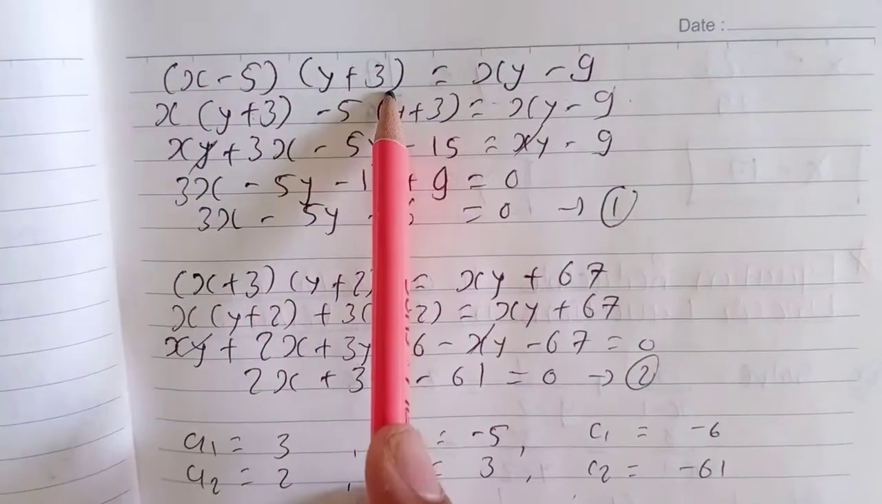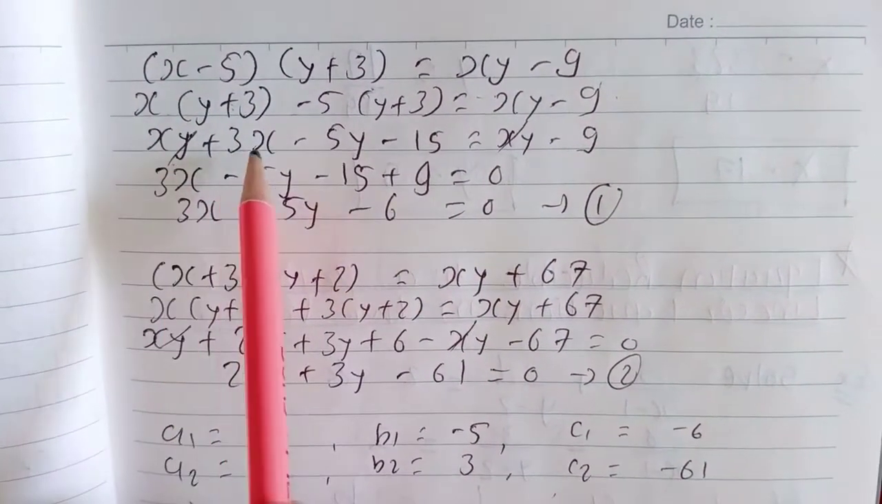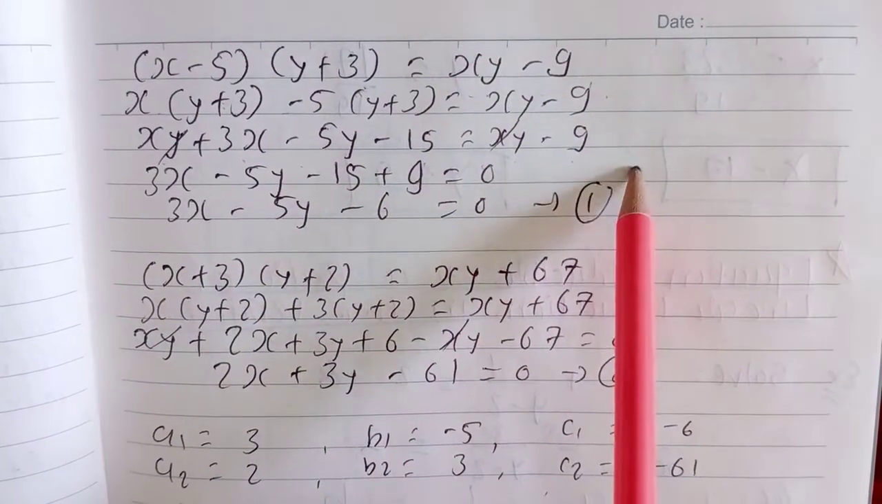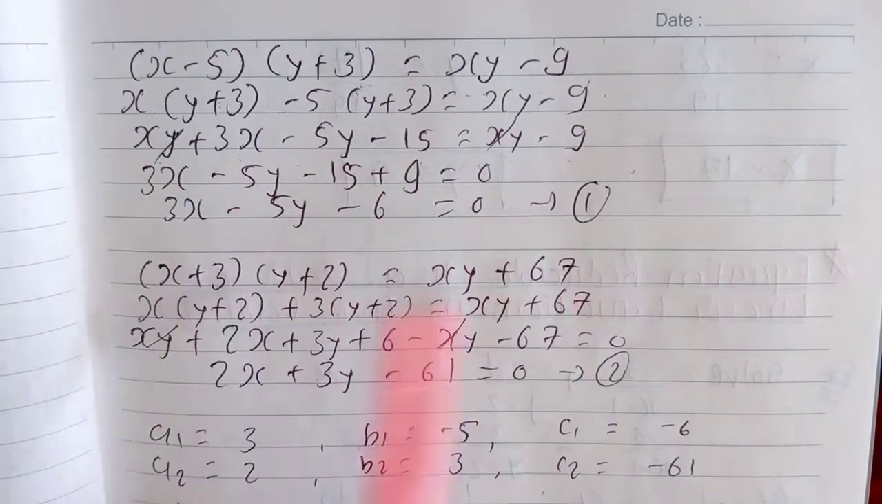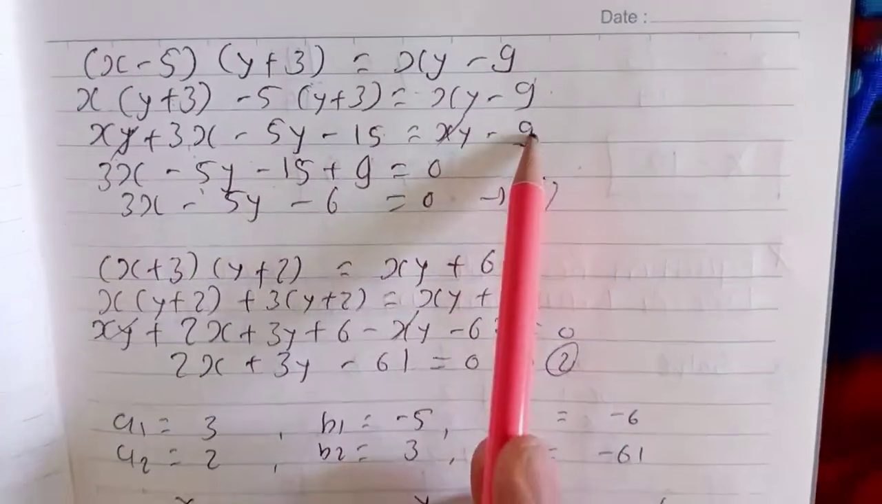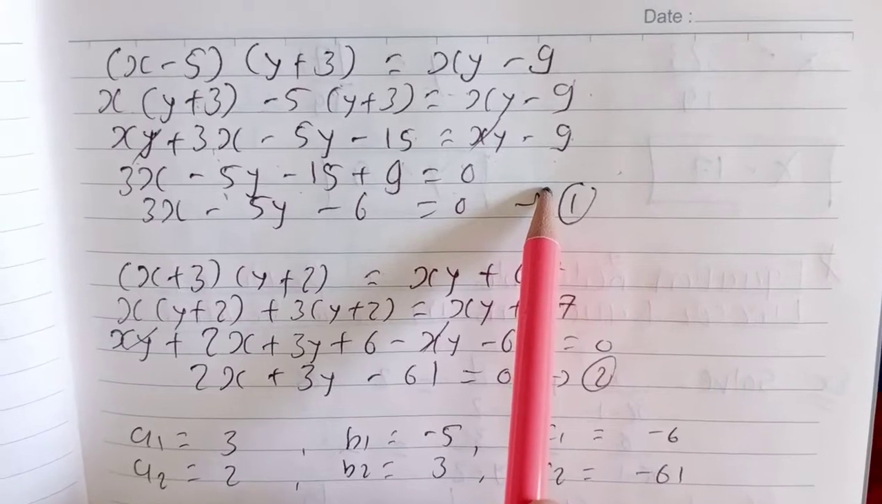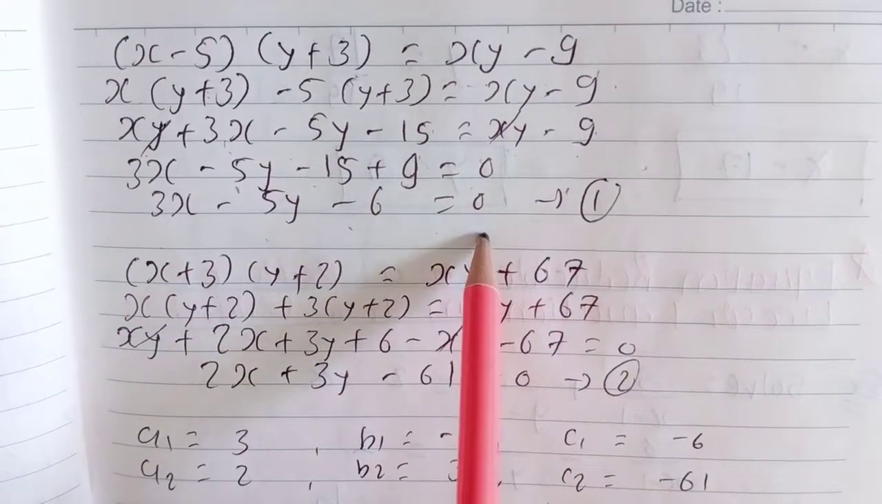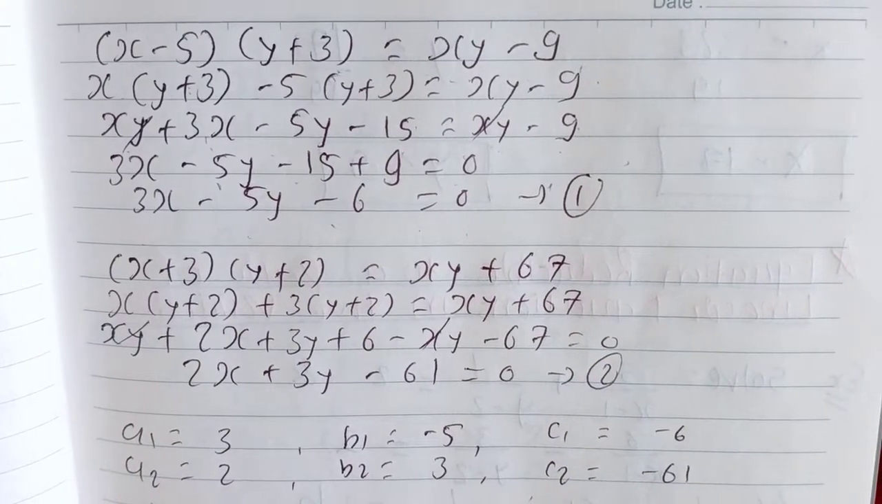Multiplying these two brackets, we get xy plus 3x minus 5y minus 15 is equal to xy minus 9. xy is cancelled. So 3x minus 5y minus 15 plus 9 is equal to 0. So we get 3x minus 5y minus 6 is equal to 0, equation number 1.